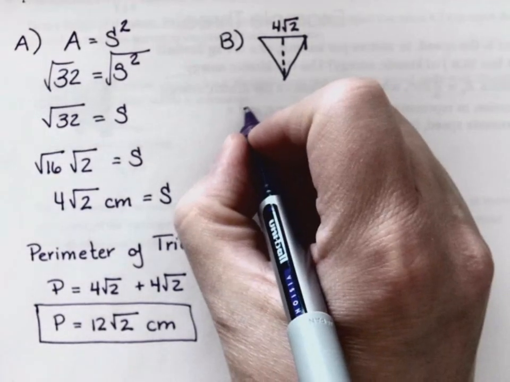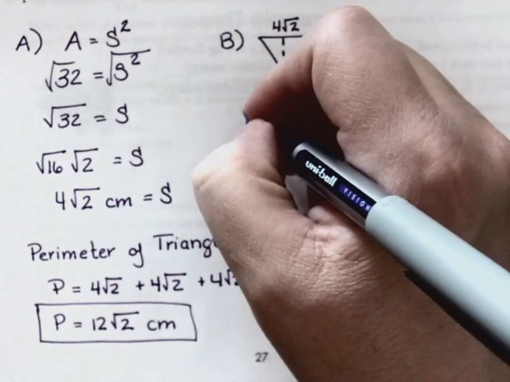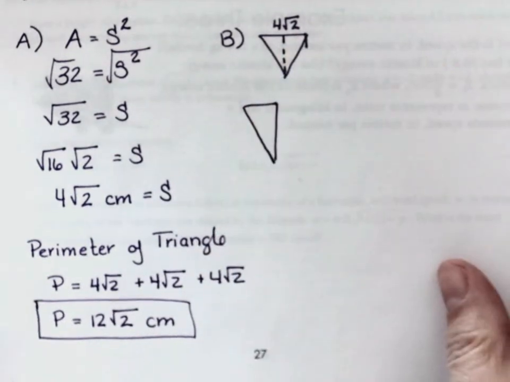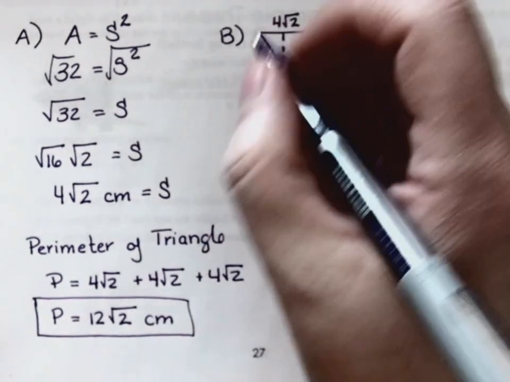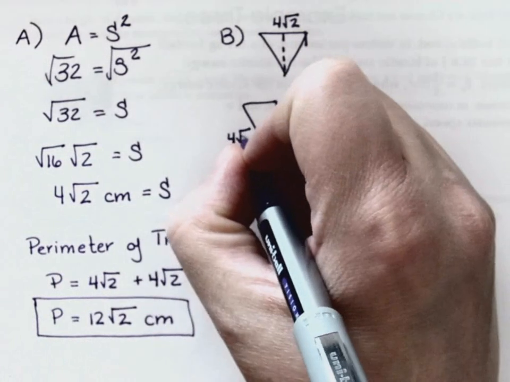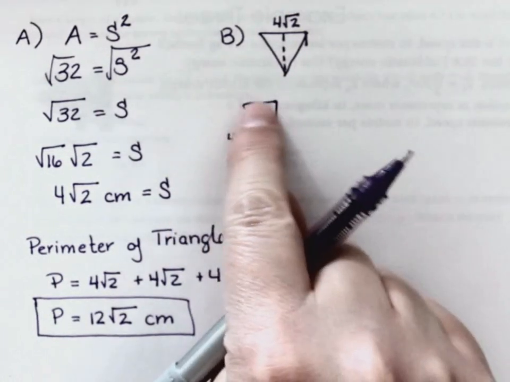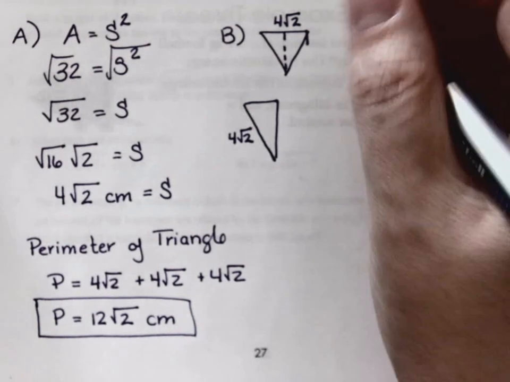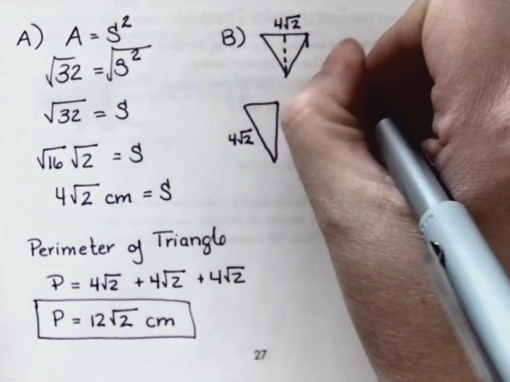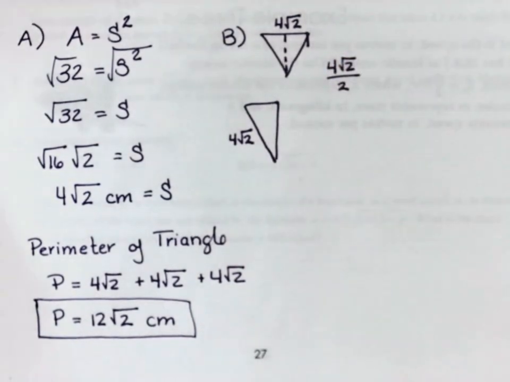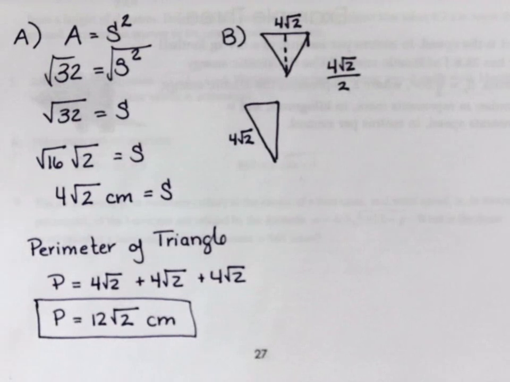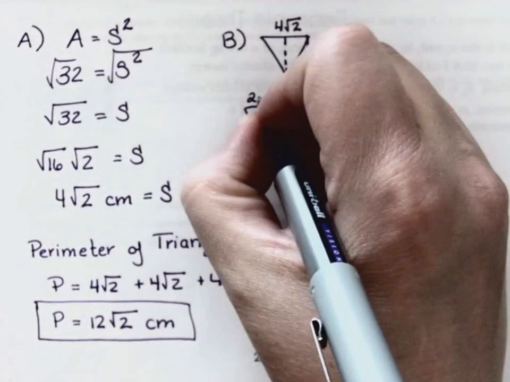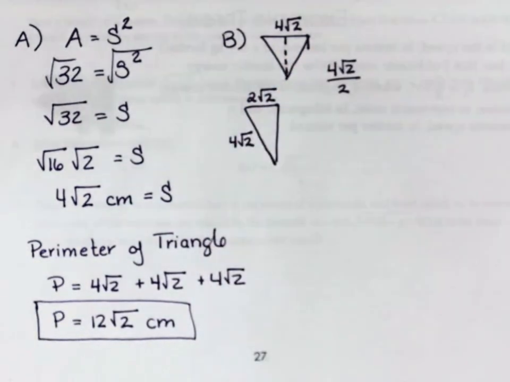So I'm just going to redraw this a little bit bigger. We know all equilateral triangle sides, so the hypotenuse would be 4 root 2. What do we know the base is? Half of 4 root 2, right? We're taking half of 4 root 2. So that's going to be 2 root 2.